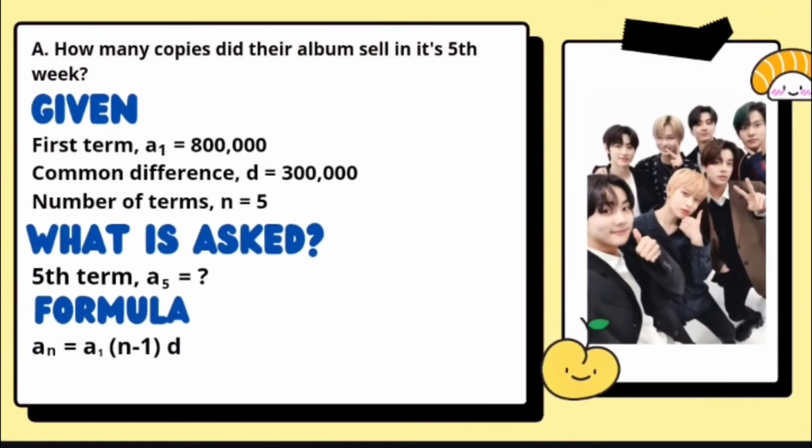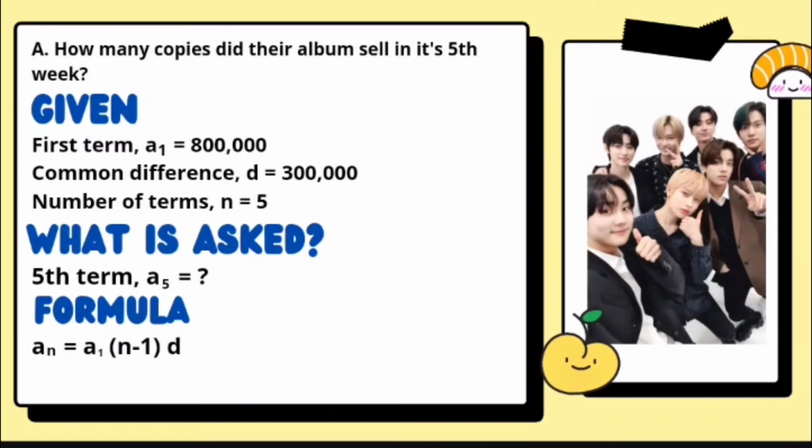To answer the first question, we will use arithmetic sequence. The general equation for arithmetic sequence is a sub n equals a sub 1 plus n minus 1 times d. 800,000 is the number of copies that Enhypen's album sold in the first week, which is considered as the first term. The problem then states that their album continued selling a consistent number of 300,000 copies per week that followed, which means that as each week goes by, 300,000 more copies are sold. This means we can give the common difference, or d, a value of 300,000.